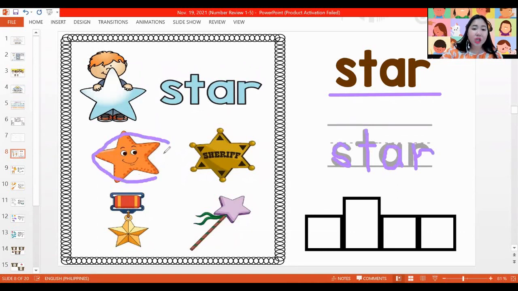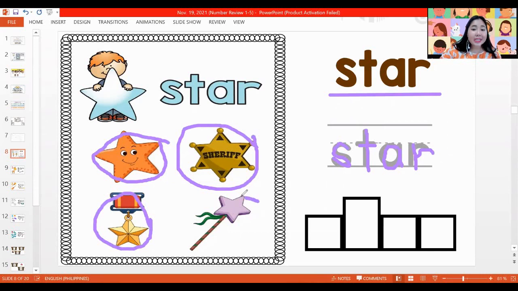We have a star-shaped starfish, a star-shaped sheriff badge, a star-shaped medal, and lastly, we have a star-shaped wand. What is our word again? The word is star. Let's spell it out again. S-T-A and the letter R, and the word is star.